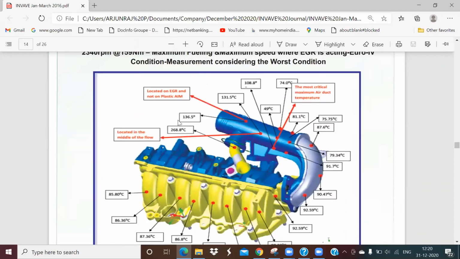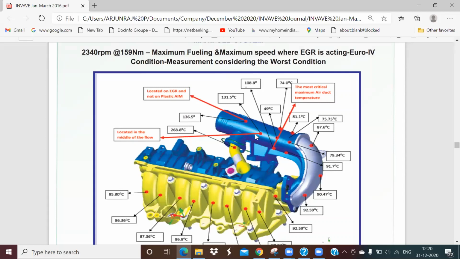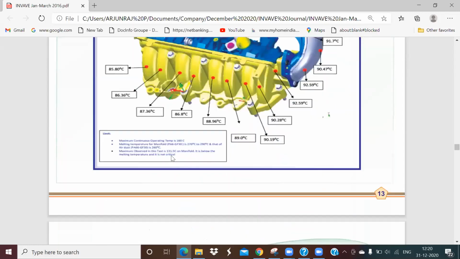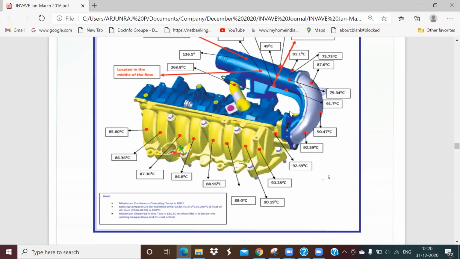The maximum temperature is coming as close to something. Where is the maximum temperature? So this is the pipe where the exhaust gas comes, so exhaust gas temperature will be higher. But we are going to do modification only in the plastic region, this area. So here the maximum is coming as 160 degrees. But you see, the melting temperature of this plastic PA6 material is 270 to 290 degrees, whereas the maximum temperature is only 160. There is no issue even from the temperature point of view.